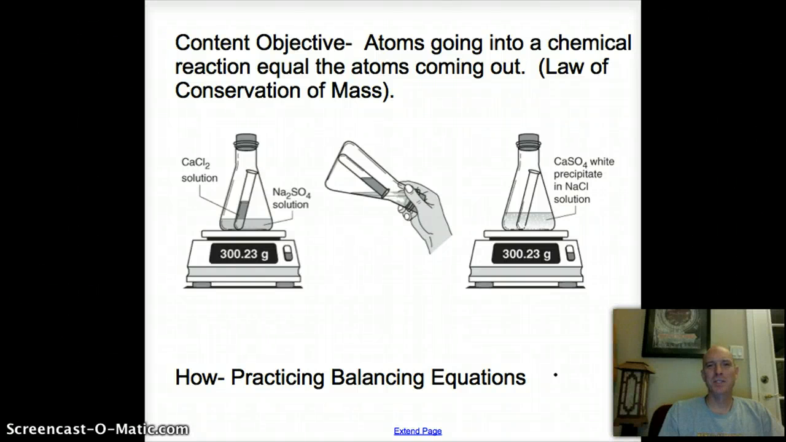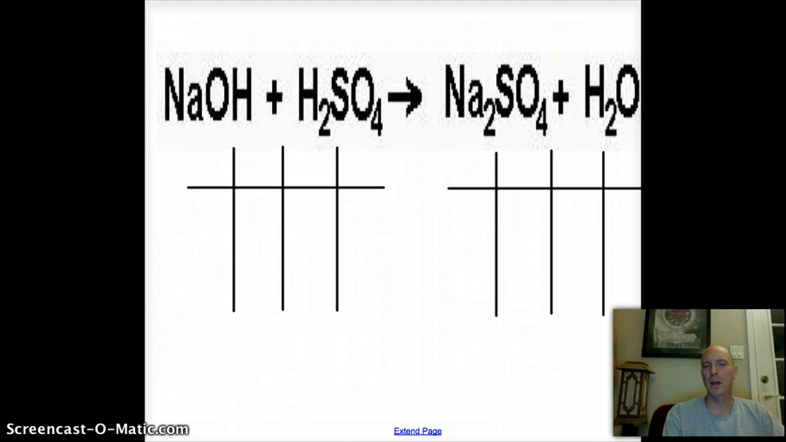Hello one more time. We're still working on balancing equations, which if you remember is all about the law of conservation of mass. So the number of atoms going into a reaction has to equal what's coming out. And so we're just going to jump right back in where we're going to model this on paper to make it, this is what a chemical reaction would look like. This is the recipe.